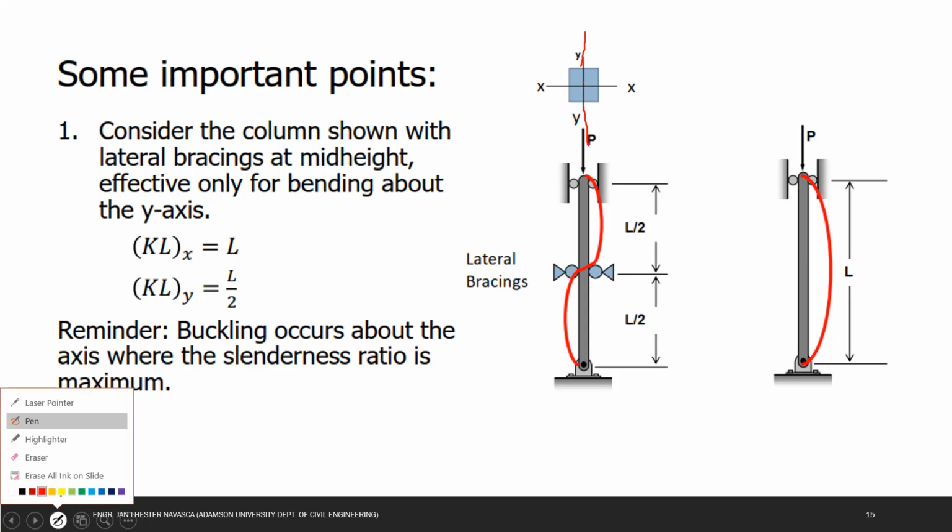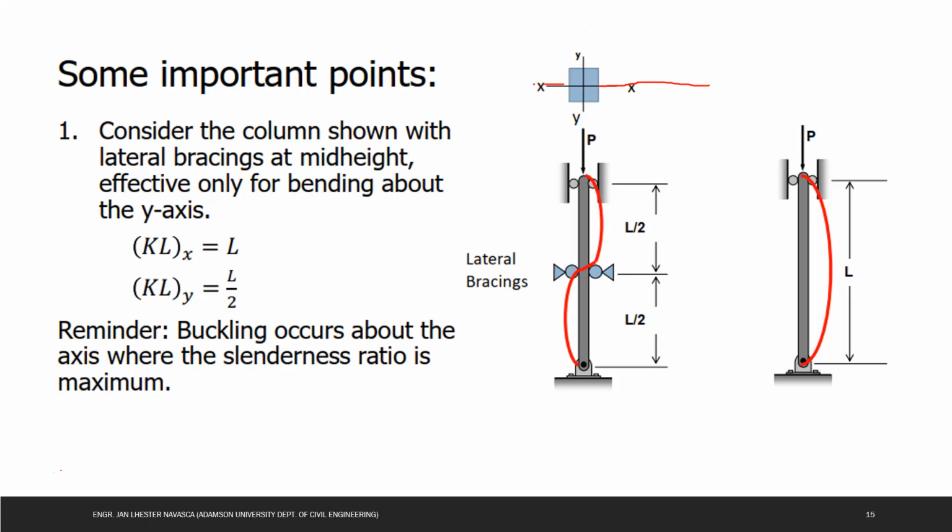Sorry, it should be for bending in the y-axis. You added a lateral bracing here and here. So if you look to the y direction, if you check the view of the y section, this is y and this is x. So if you look, this is our x and y.